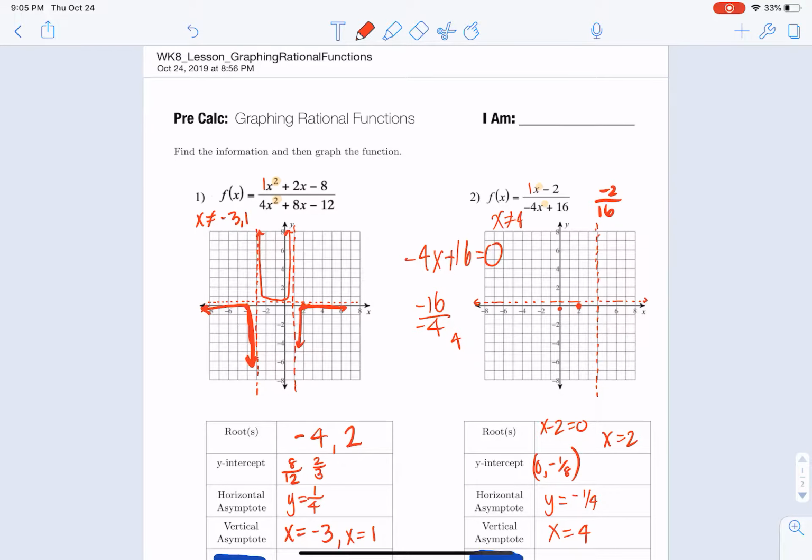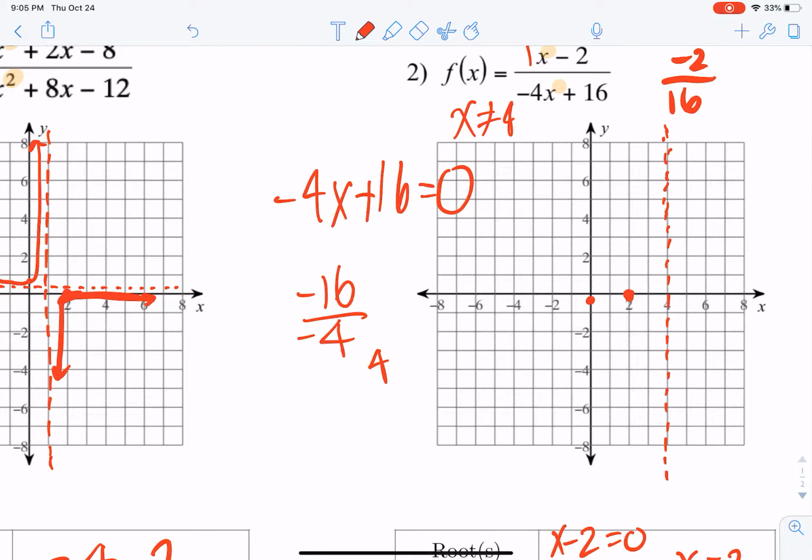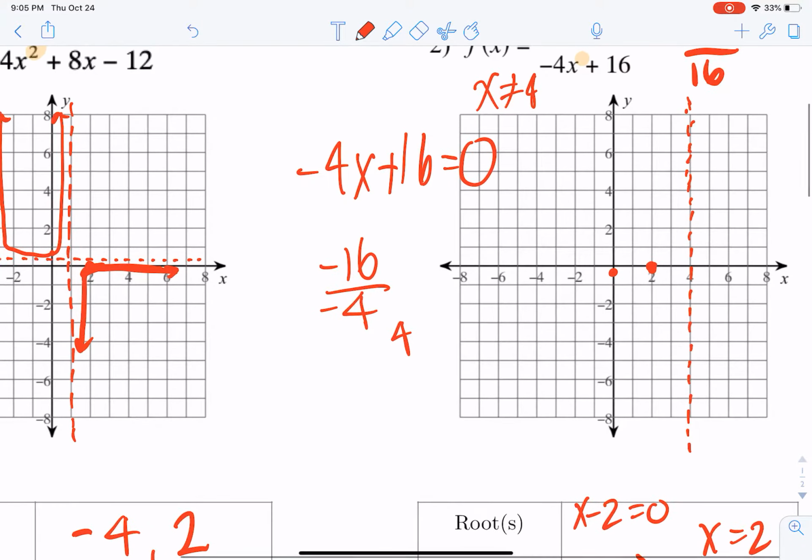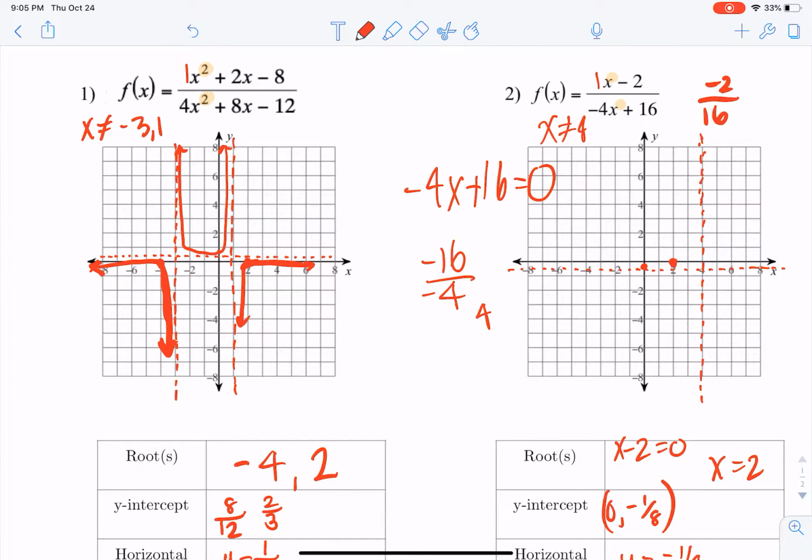So let's take a look here. I would like to, oh, you know what? I just realized that my horizontal asymptote is at negative 1/4 and I accidentally sketched it in at positive 1/4. So let's just come in and take care of that. So here, we're just going to sketch this in as the negative piece right there. There we go, that looks a little bit better.